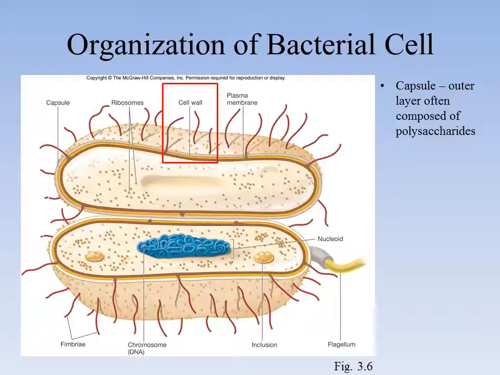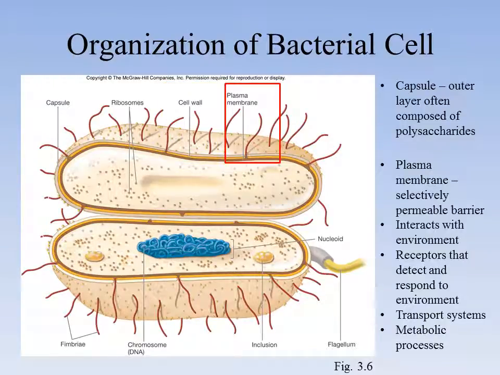Inside the capsule, if a bacterium has one, all bacteria are going to have a cell wall. So not everything has a capsule, but all bacteria, with maybe a couple of exceptions, have a cell wall. This is one of the major things that distinguishes them from animal cells, as our cells don't have a cell wall. We'll talk more about the cell wall in a minute.